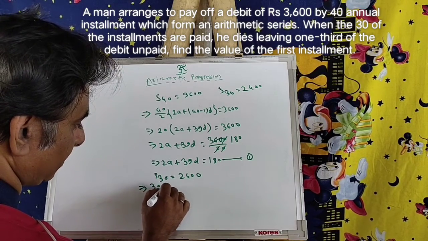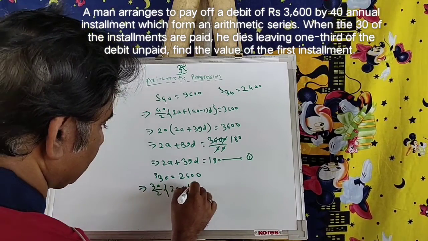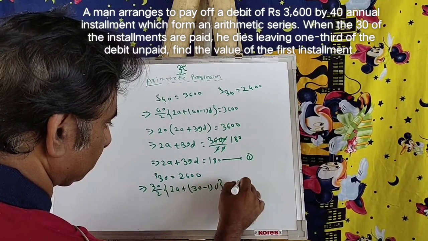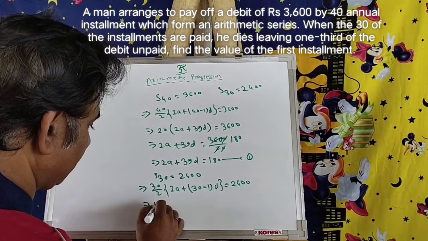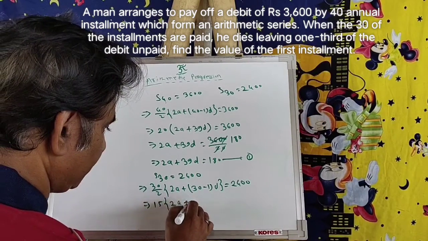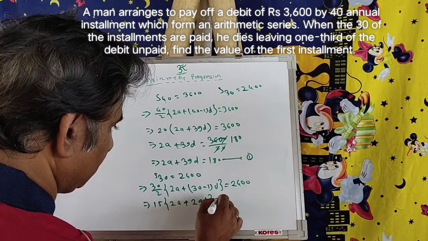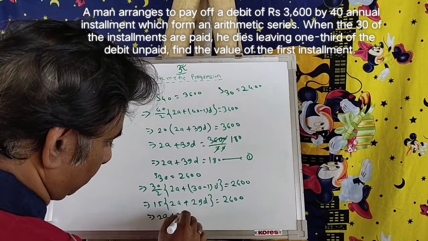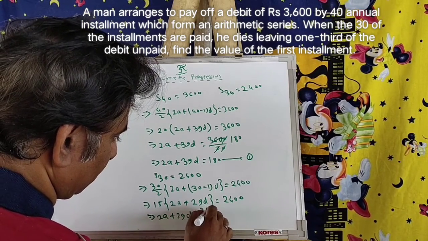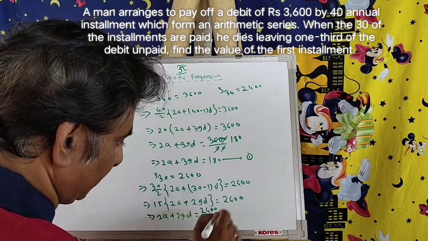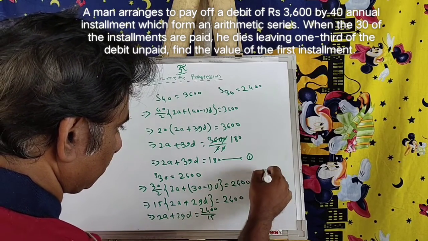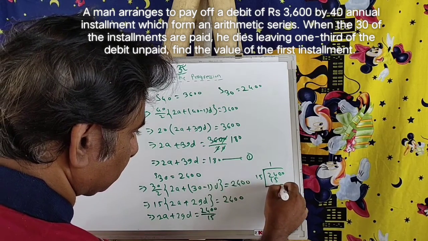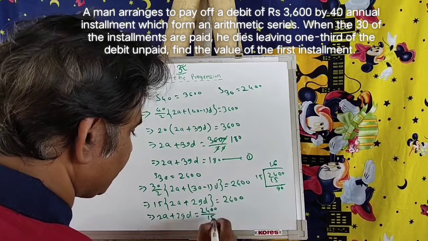And S30 equal to 2,400. This implies 30 by 2 into 2a plus (30 minus 1) into d equal to 2,400. This implies 15 into (2a plus 29d) equal to 2,400. This implies 2a plus 29d equal to 2400 divided by 15, that is 160.